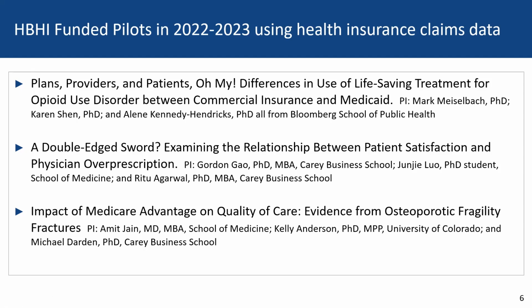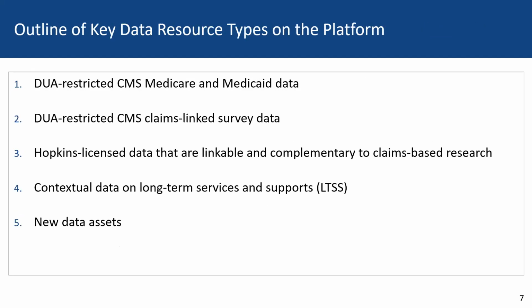A double-edged sword, examining the relationship between patient satisfaction and physician overprescribing, so linking Part D data to scraped data on star ratings for physicians. Impact of Medicare Advantage on quality of care, evidence from osteoporotic fragility fractures, so looking at things like prior authorization in Medicare Advantage. So that just gives you an example of where we're headed. But let's get into some of the details of the data itself, which you've all been waiting for. So I'm going to turn the mic over to Frank, who can go over some of the specifics.